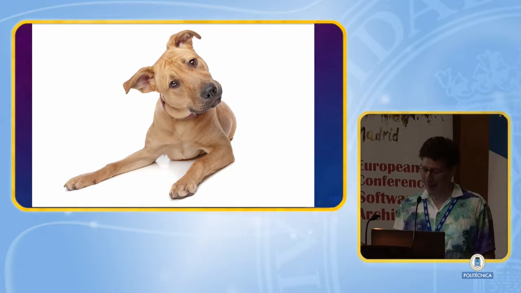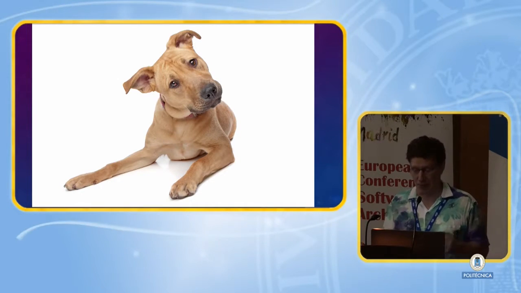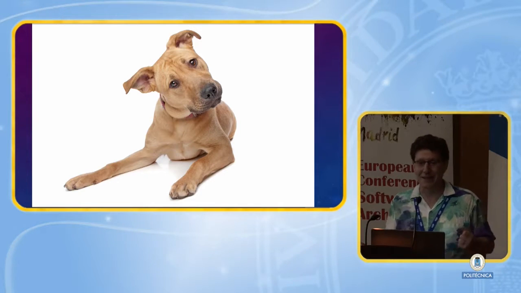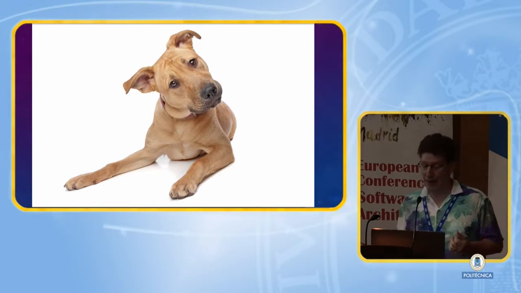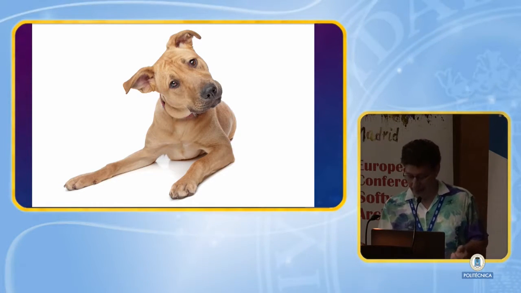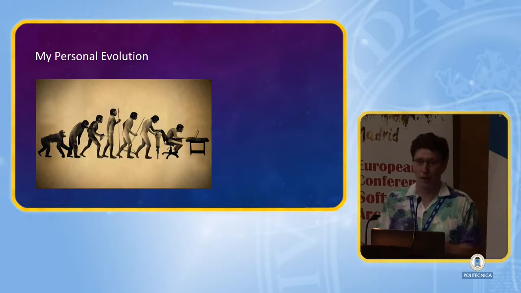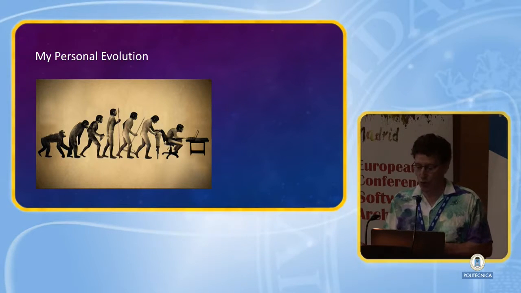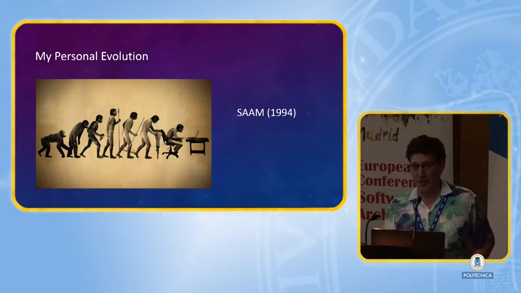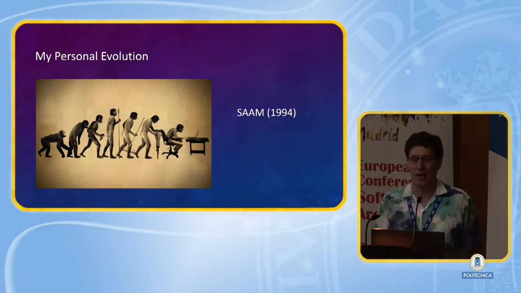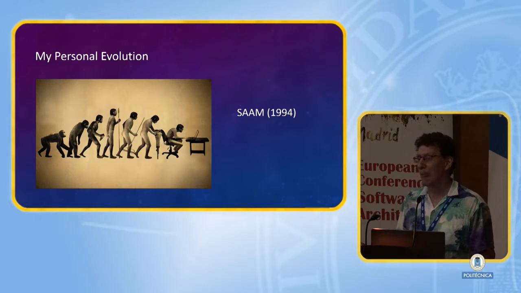personal history? So I guess three things. First of all, I like multidisciplinary things. I'm at least as interested in people and contextual factors as technology, and this has taken me many places. So my personal evolution as a software engineering researcher began with this paper, SAM, the Software Architecture Analysis Method, which, as I said, was published in ICSE in 1994.